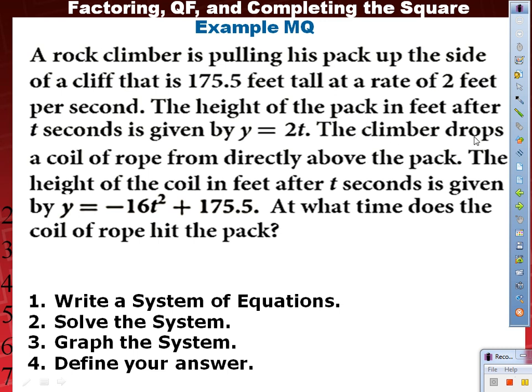But then it says, the climber drops a coil of rope from directly above the pack. The height of the coil in feet for T seconds is given by this equation. So, all of a sudden, Minelle drops a whole coil of rope down when she's pulling up her pack. So it's dropping, and that is given by which equation? So how many situations do we have here happening at that moment? 2. One, she's pulling up stuff, and two, she drops something else. So what does that mean? Now we're looking at a system of equations.